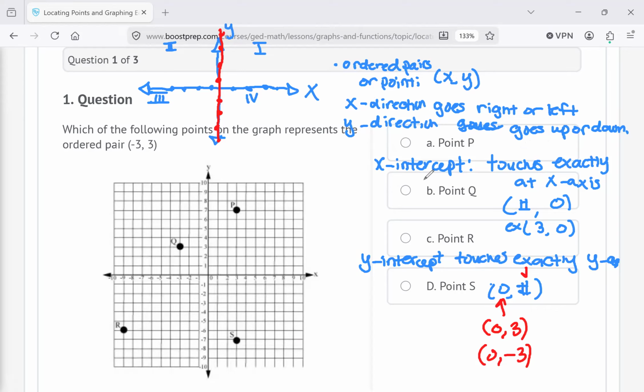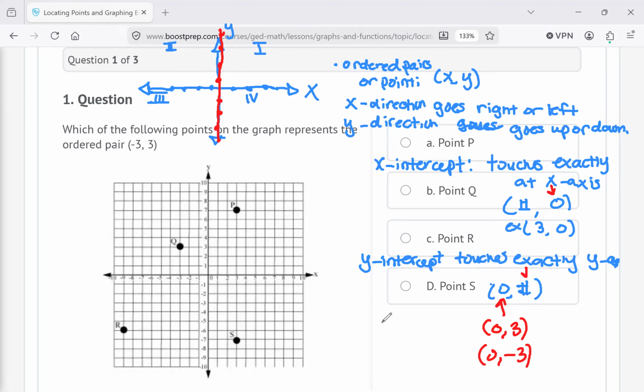Okay. An x-intercept touches exactly on the x-axis, and you know you have an x-intercept if your x coordinate is a non-zero number and your y coordinate is always going to be zero. So an example would be 3 comma 0, right? And then the y-intercept touches exactly on the y-axis, and you know you have a y-intercept when the x coordinate is always going to be zero and the y coordinate is a non-zero number. Okay.